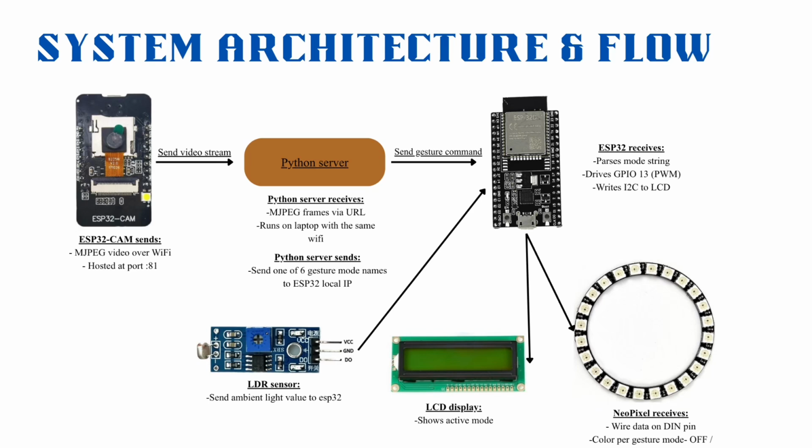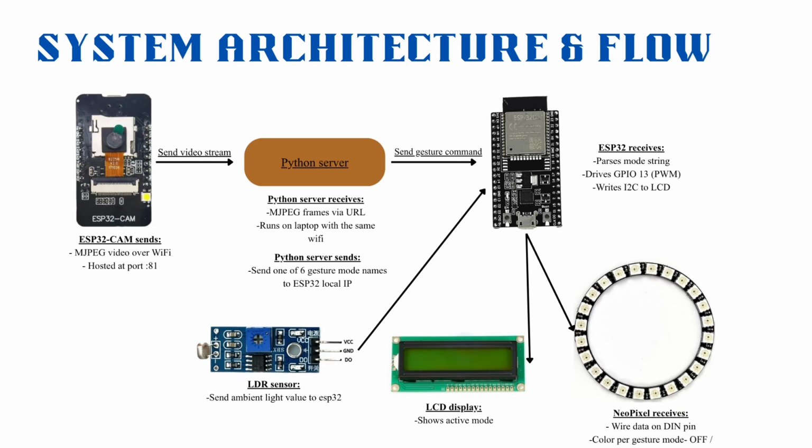Any device on the same Wi-Fi network can connect to the stream URL, and it will send frames at 15 to 30 frames per second to the Python server. The camera does no AI processing at all, as the only job it does is to capture and broadcast video.